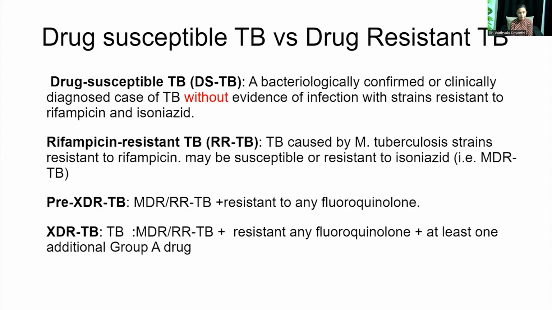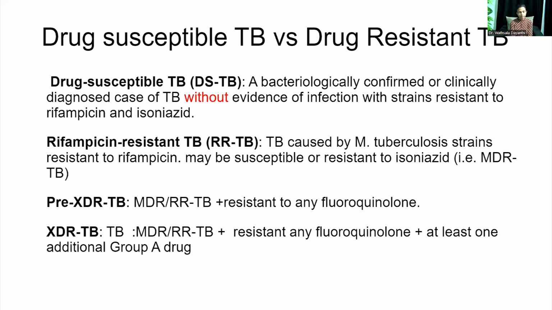There are two more terms. Pre-XDR-TB is when there is resistance to both isoniazid and rifampicin, and additionally to a fluoroquinolone, either moxifloxacin or levofloxacin. XDR-TB is when MDR-TB is plus resistant to either moxifloxacin or levofloxacin, plus at least one additional group A drug. Group A drugs are either linezolid or bedaquiline.